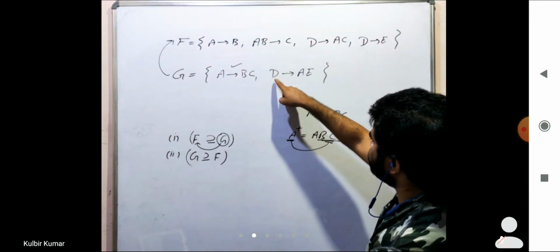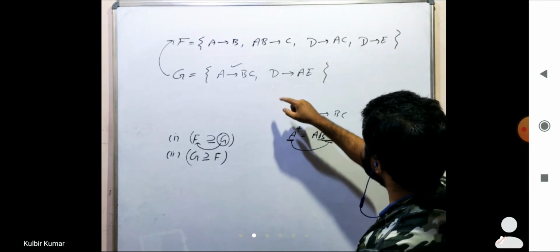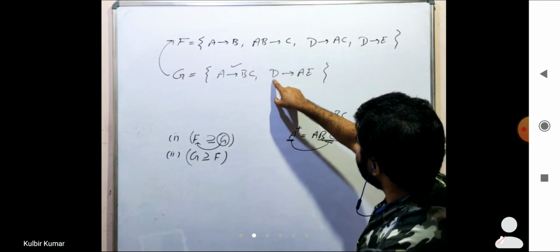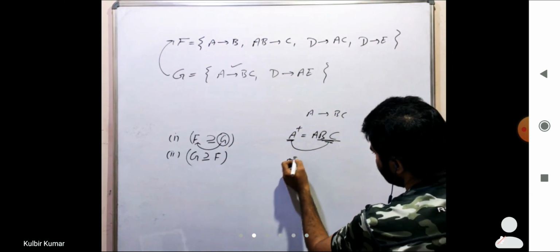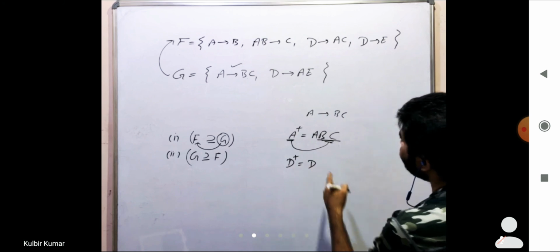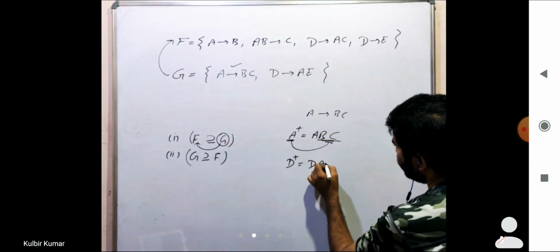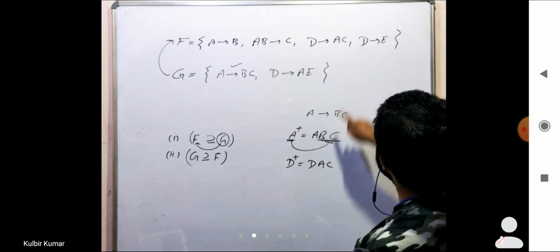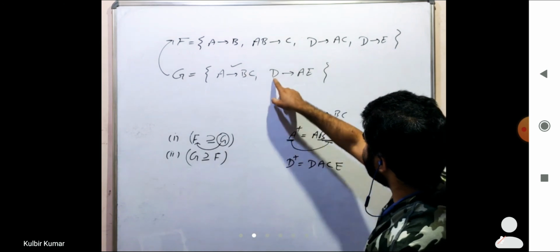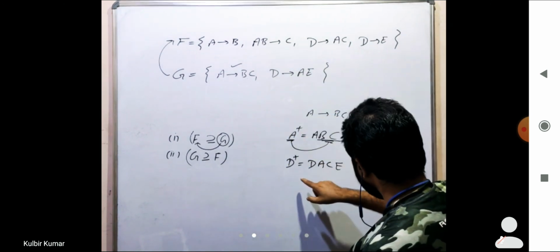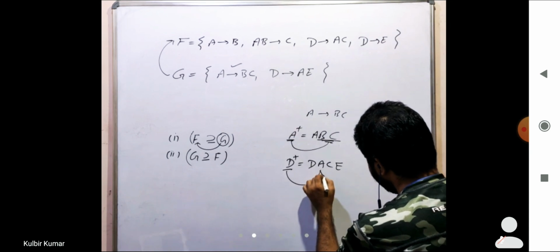What about next? D goes to AE. D goes to AE directly not seems. So what I can do? I will take the D closure. What is D closure? D can derive D, and further D can derive AC, A and C, and further D can derive E also. So with the help of D I can derive AE. Yes or not? Yes. With the help of D closure I can derive A and E.